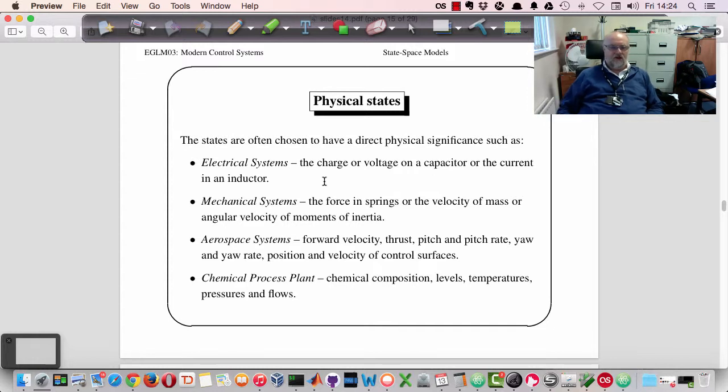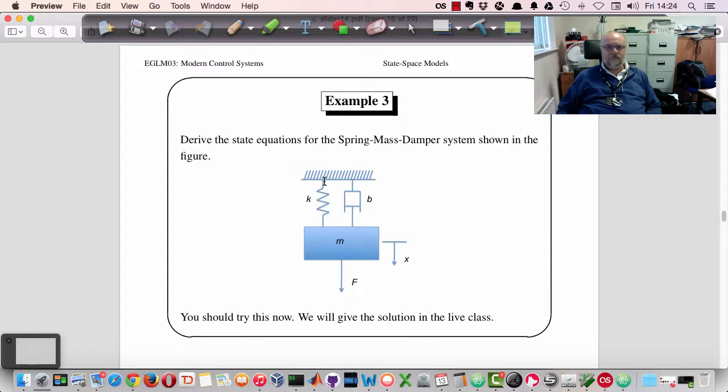And the thing about physical state variables is that they are where the energy is stored in the system. So current, voltage and so on are clearly points at which energy is stored, and so the rate of change of that energy is an important quantity. Just to illustrate that, we've got a third example.